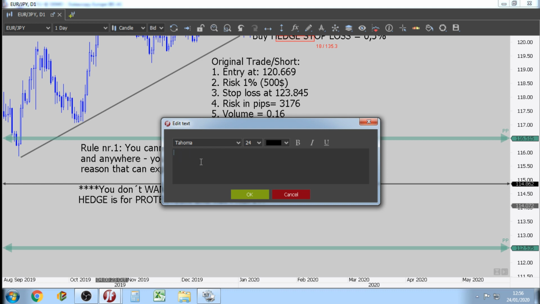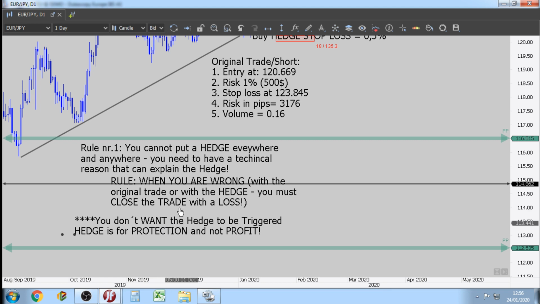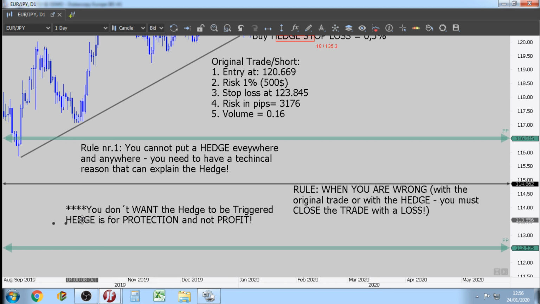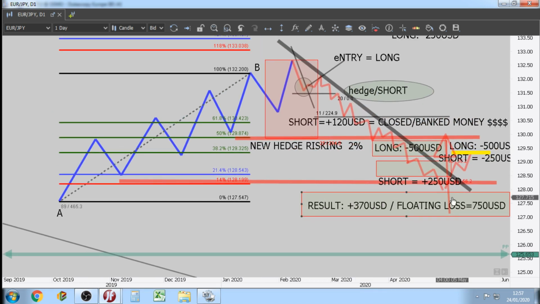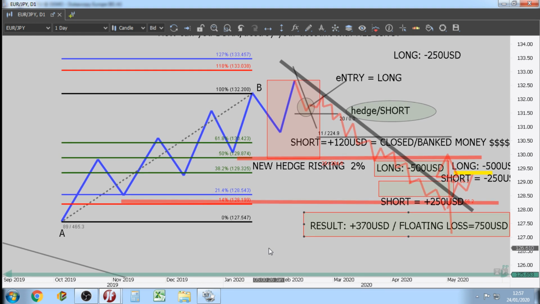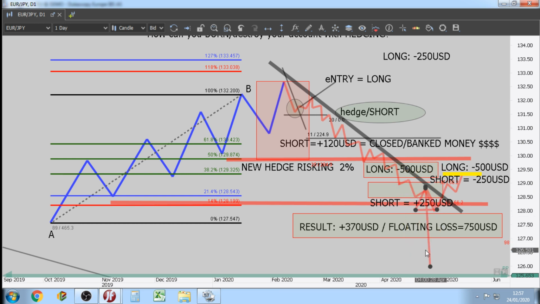Lastly, for today, everybody, rule. When you are wrong with the original trade or with the hedge, you must close the trade with a loss. And this is why hedging is not suitable for most traders. You need to be emotionally developed. Because believe me, when you are going to make money with the opposite trade and you are in the wrong direction, your heart, your emotions, your greed will not want to close with the negative.